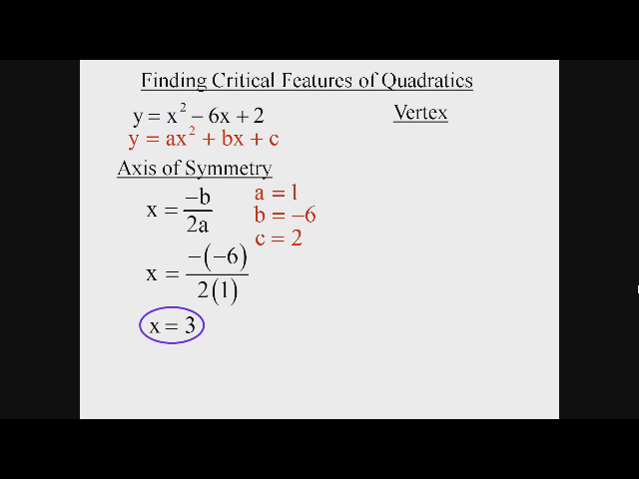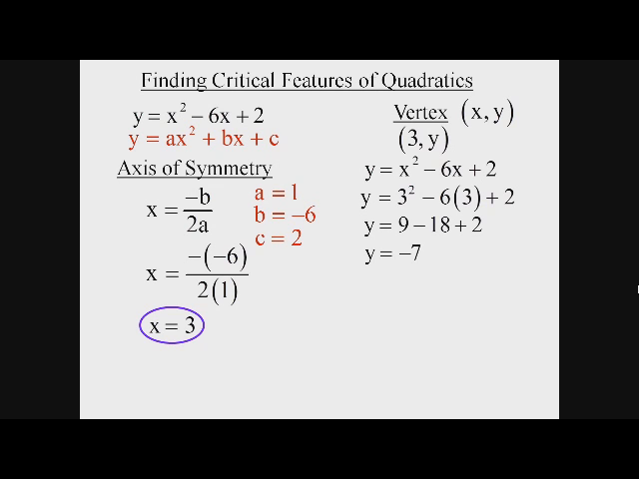Now the vertex. The vertex lies on the axis of symmetry. Since we know the axis of symmetry is x equals 3, that means the x-coordinate of the vertex is also 3. So how can I find the y-coordinate now? Well, once you know the x-coordinate of the vertex, it's easy to find the y. Just plug it into the equation. You have an equation that relates x and y. So if you plug 3 into the equation, you'll get 9 minus 18 plus 2, which comes out to be negative 7. So our vertex is (3, -7).